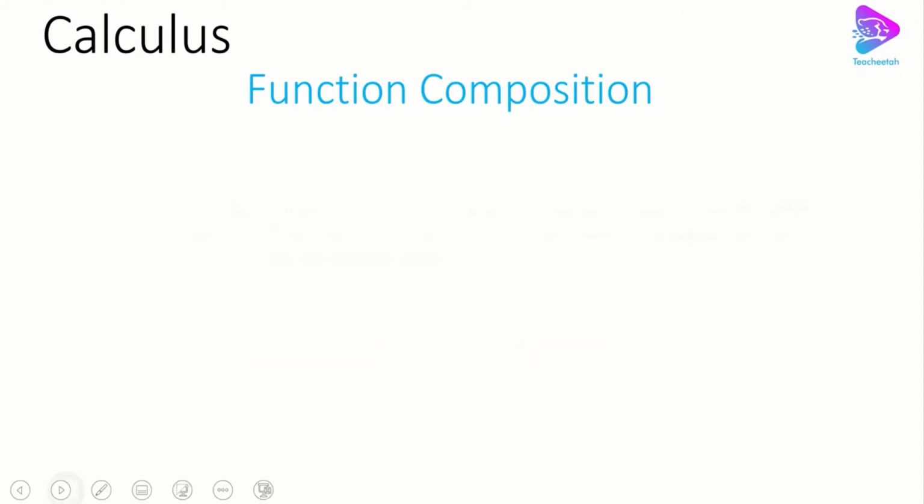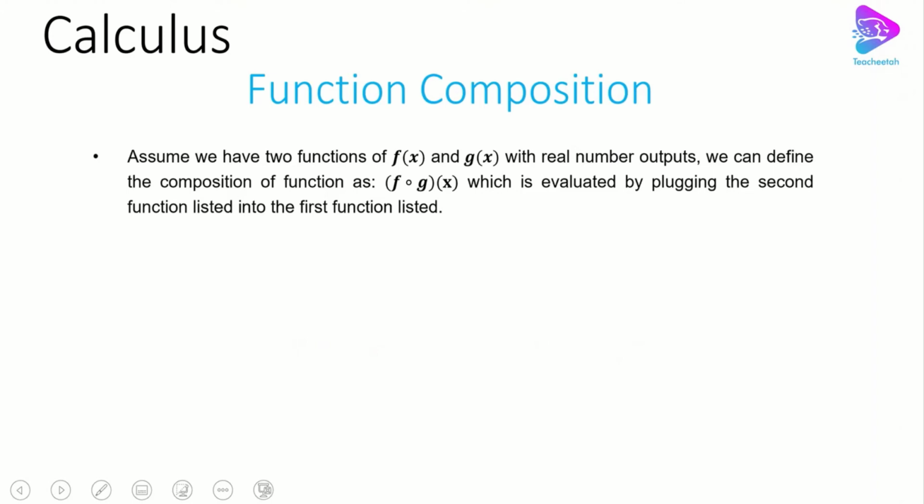Everyone. Today I'm going to talk about function composition. Assume that we have two functions, f of x and g of x, with real number outputs. We can define the composition of functions as f of g of x, which can be evaluated by plugging the second function listed into the first function listed.